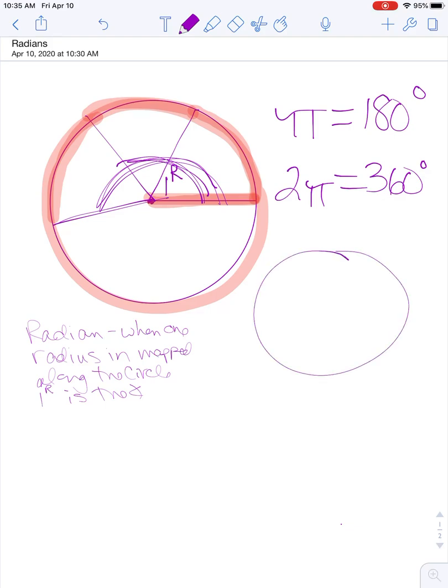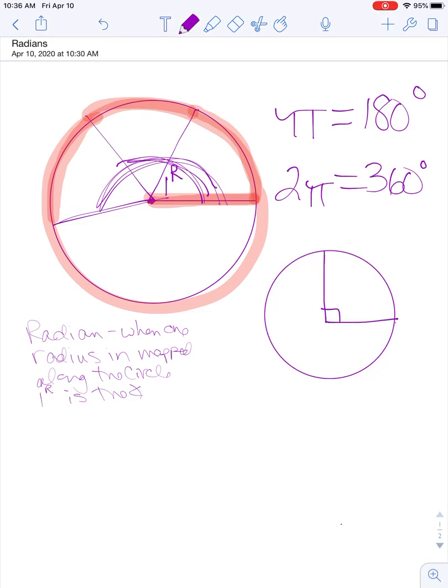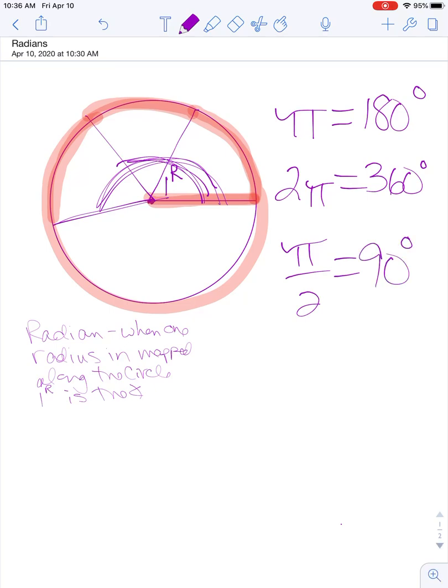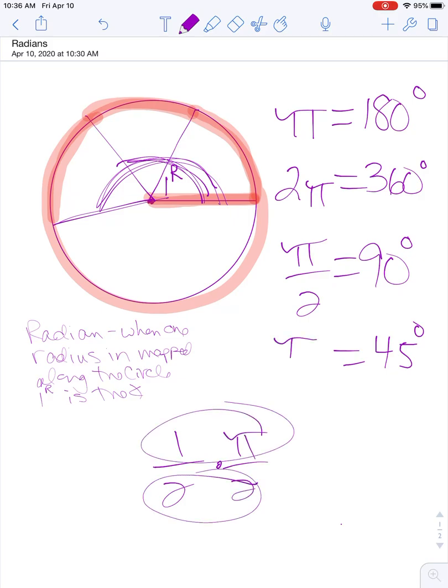Okay, so let's go back to the circle. If I make a 90-degree angle, that's half of 180. So what's half of pi? I'm going to erase this because I need space. Pi over 2 is equal to 90. And again, think 180, which is equal to pi, divided by 2 is 90. So now let's take that 90. What's half of 90? Half of 90 is 45. We like 45, 45, 90 triangles, right? What's half of pi over 2? Pi over 4. So when you see a pi over 4, you're going to like that.